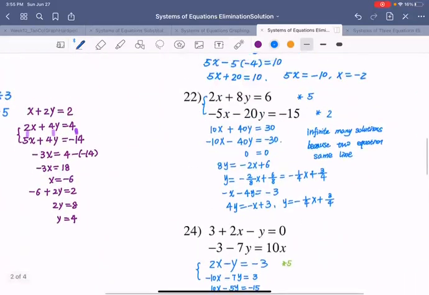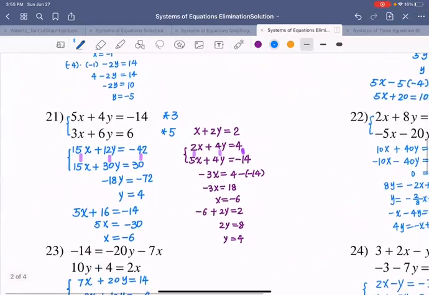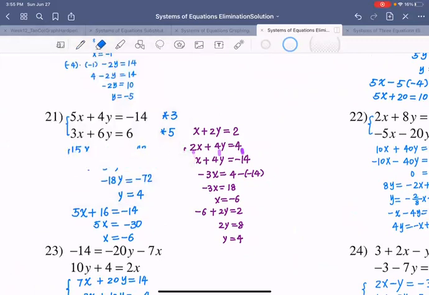Okay. Let me look for another complicated one I want you to solve, okay? So let's do one more, 21.